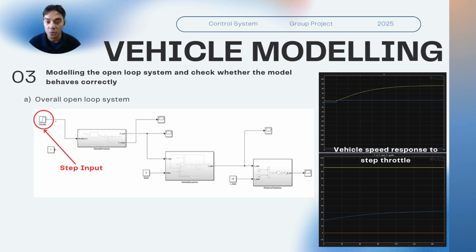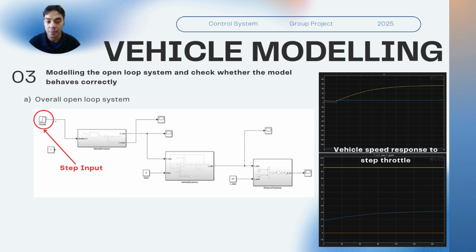The results show a small increase in speed toward a steady value. The motor torque begins at a high level and reduces as speed increases. This is consistent with the behavior of a real electric motor. The resistance force follows the expected trend and rises as the speed becomes higher. The open loop response behaves realistically and does not show any instability. This confirms that the model is suitable for further analysis.